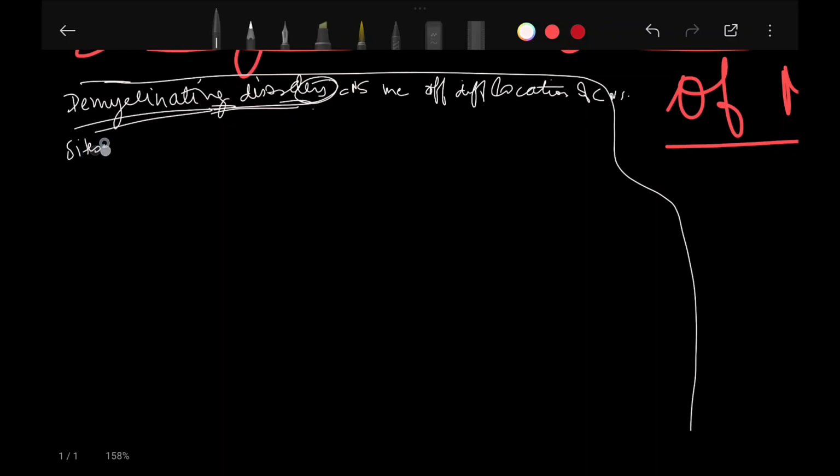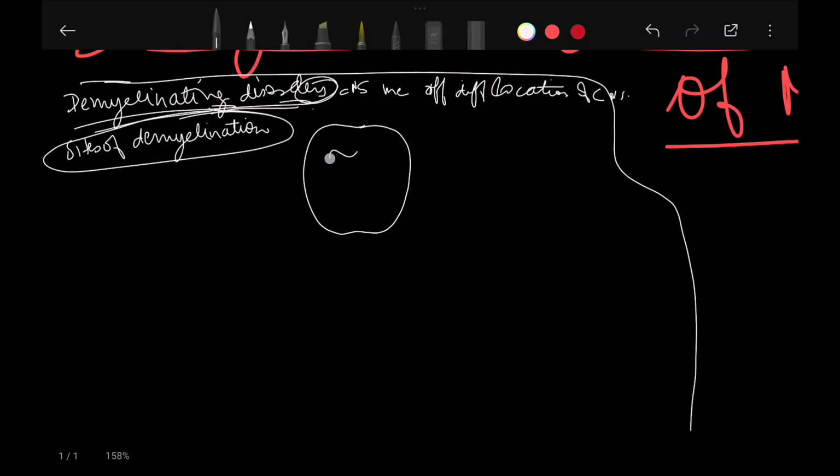And what are the sites of demyelination? The most commonly affected site is the periventricular region. Periventricular means the area around the ventricles. For example, this is the upper view of the brain. This is the ventricle, and this is the periventricular area. In multiple sclerosis, the periventricular area is the most commonly affected.